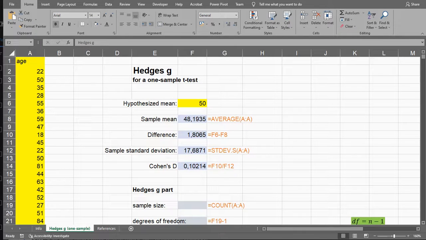Welcome. In this video, I'm going to show you how you can determine Hedges G for a one sample t-test using Microsoft Excel. Now, Hedges G is an adjustment on Cohen's D, for which I have a separate video. So if you're interested more in how to calculate that, have a look at that video.